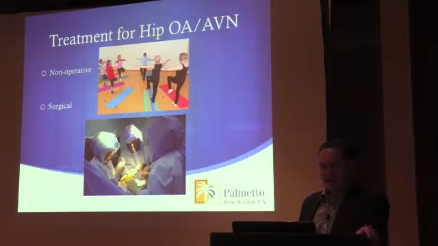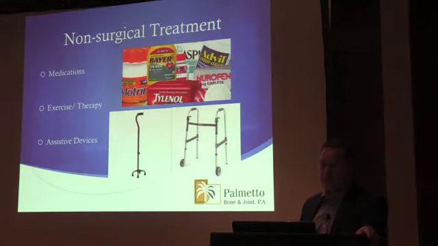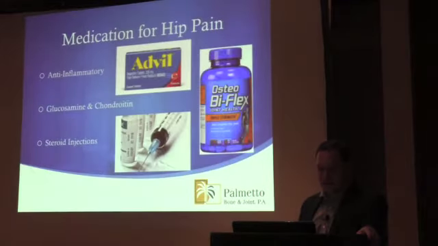Once you've been told, okay, you have arthritis, avascular necrosis, or one of these problems that require hip replacement, your options are either non-operative treatment or surgical treatment, which would be a hip replacement. When we talk about non-surgical treatment, you can do medications, usually recommend over-the-counter medications or anti-inflammatory medications such as Advil or Tylenol. Exercise and therapy can be helpful, and then assisted devices as the pain gets worse, either a cane or walker.